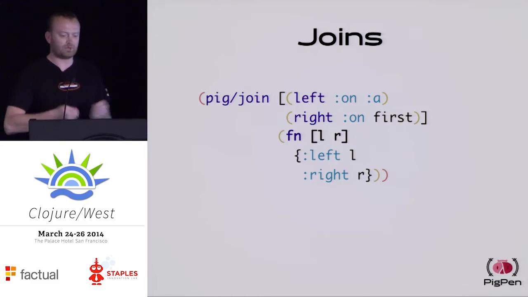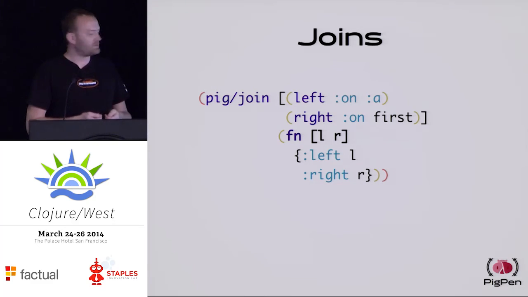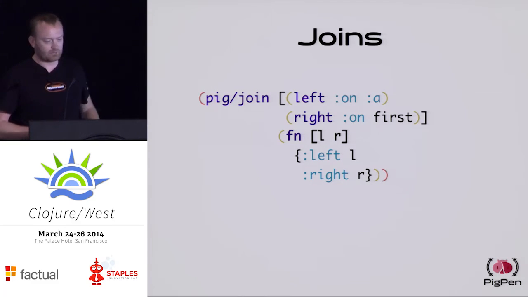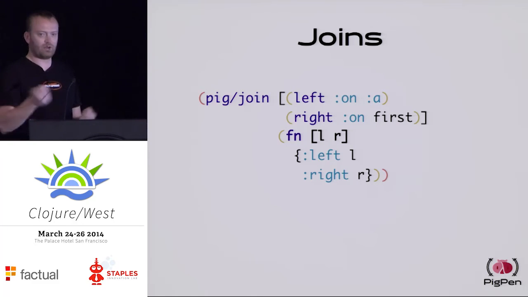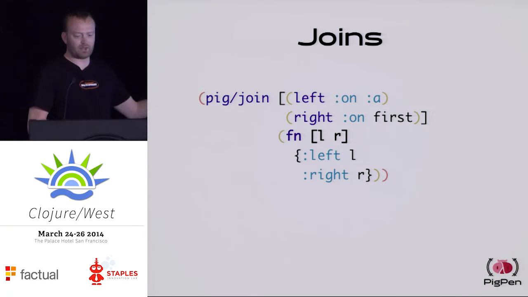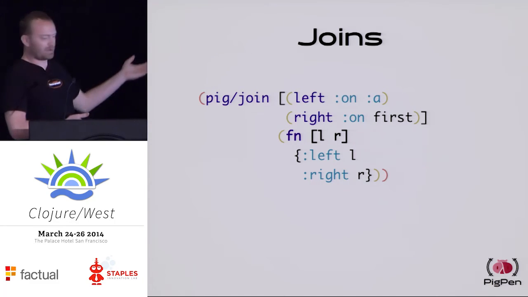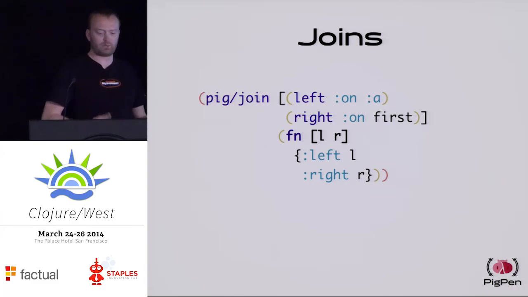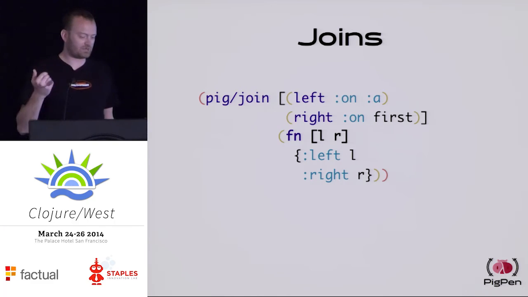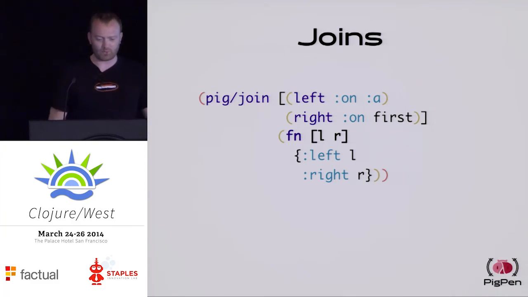And any time those match up, we're going to join them together and call this function that takes an L and an R. And basically, we take every element from left that joins and every element from R, the right, that joins, and call this function. Right now, I'm just dumping it back into a map. You'd probably want to do something more intelligent with it, but it's just for demo purposes.